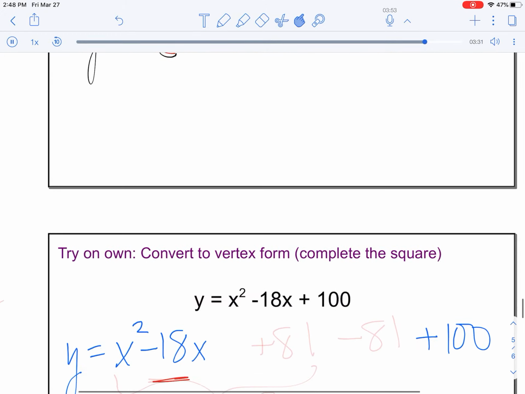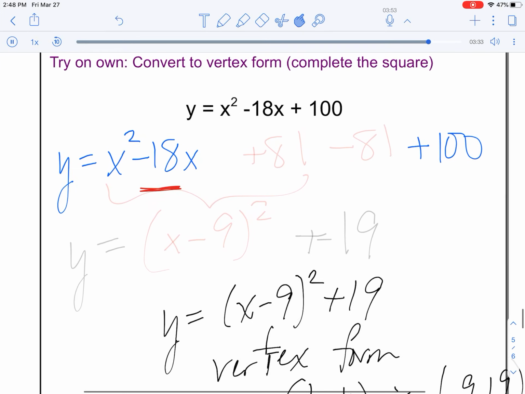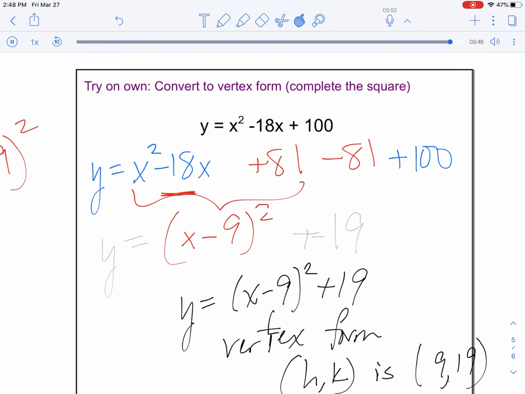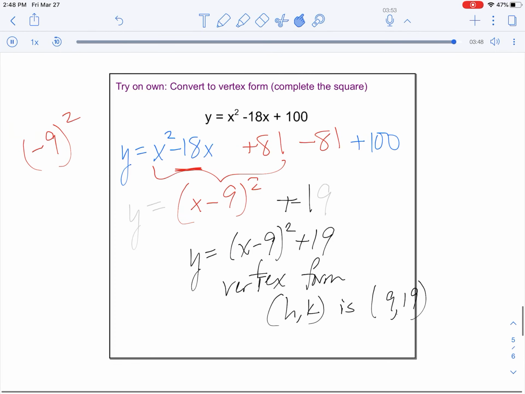In order to make this a perfect square, half of negative 18 is negative 9. Squared would be 81. I have to balance that out. These first 3 terms are going to give me (x - 9) squared. And the last 2 constants are going to give me plus 19.